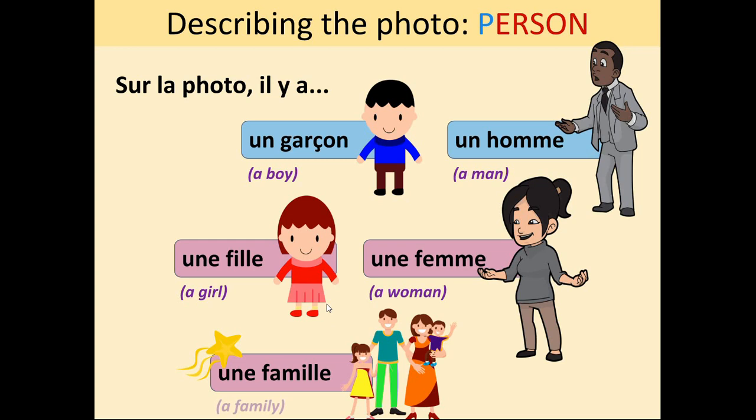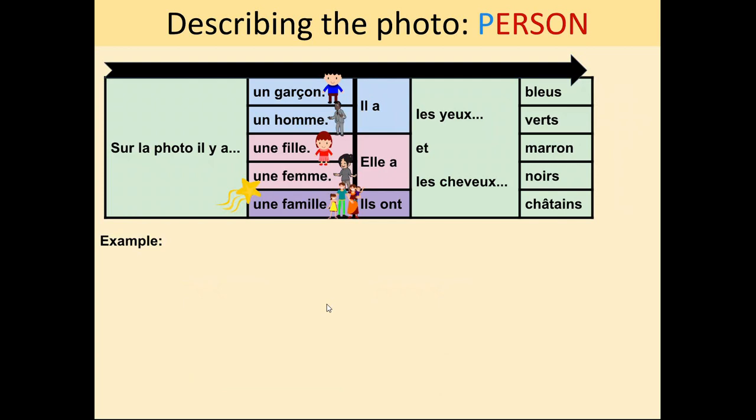So this is the first part of what we want to be talking about when we're describing a photo. Sur la photo, il y a. On the photo, there is. And then if it's a boy, girl, man, or woman, or maybe a family. We also have learned more things to describe people in year 7 when we're talking about les yeux and les cheveux. Have a think what those mean.